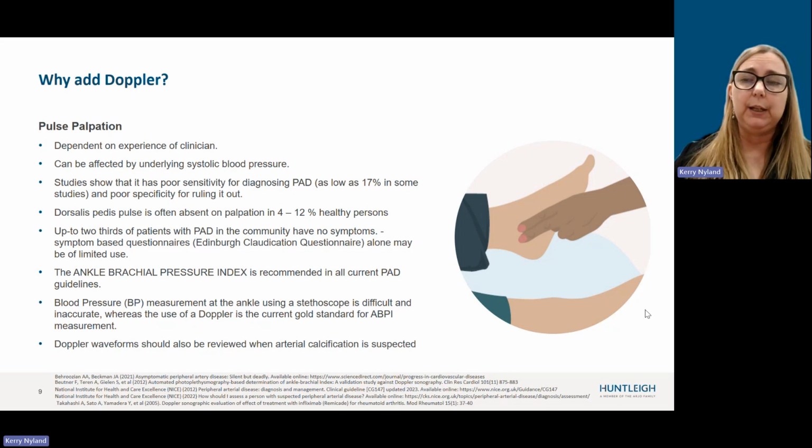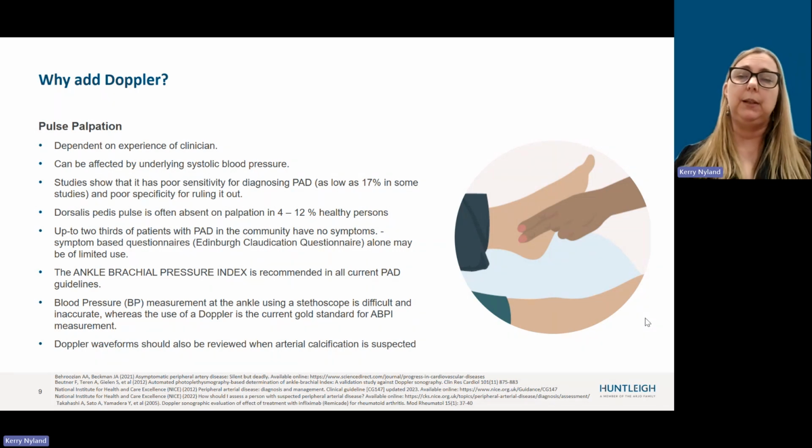If you have an elevated ABPI, you may be suspecting some calcification of the artery, and this is very common in patients with diabetes and renal disease. So looking at your Doppler waveforms alongside your ABPI can help with your clinical picture.